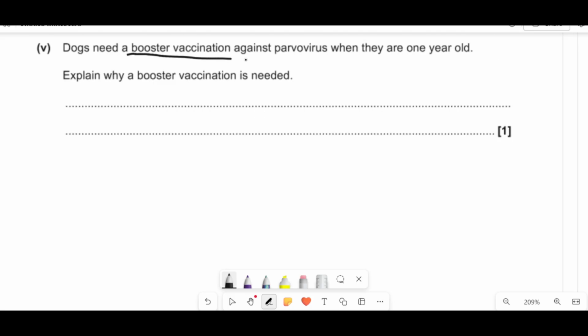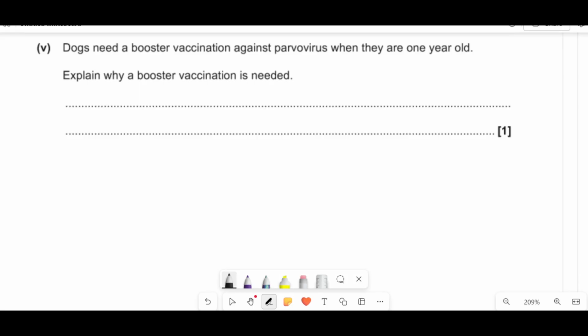So dogs need a booster vaccination against parvovirus when they're 1 year old. Explain why a booster vaccination is required. So the entire point is to make memory cells. The idea is that by giving them that first immune response, they'll have their memory cells. And then the second time you do it, you'll get those big spikes in antibodies and all this lovely stuff, right? But you also get more memory cells as well.